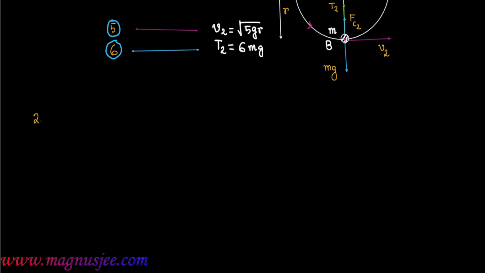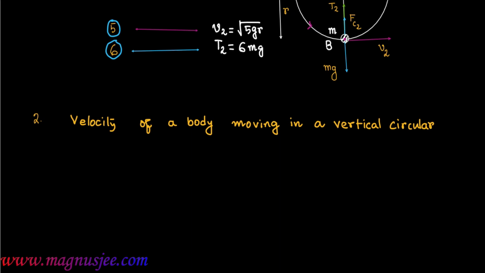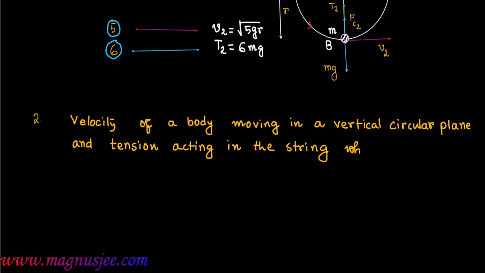Number 2 topic is the velocity of a body moving in a vertical circular path or plane, and the tension acting in the string when the string becomes parallel to the horizontal direction.